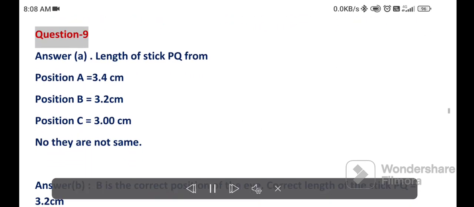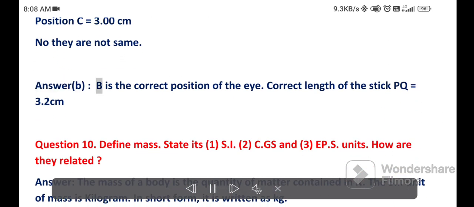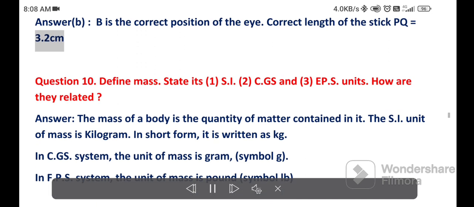Question 9. Answer A. Length of stick PQ from Position A is equal to 3.4 cm. Position B is equal to 3.2 centimeters. Position C is equal to 3.00 centimeters. No, they are not the same. Answer B. B is the correct position of the eye. Correct length of the stick PQ is equal to 3.2 centimeters.